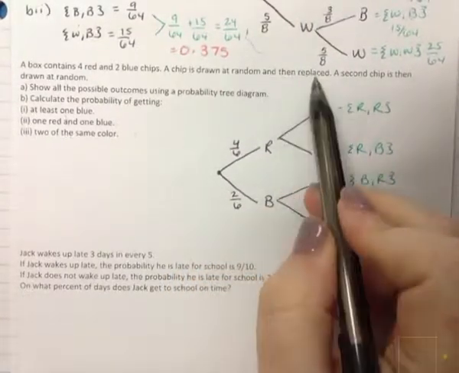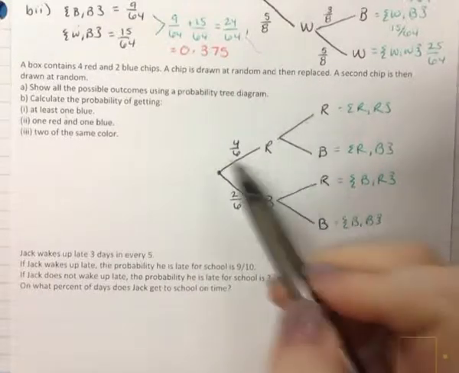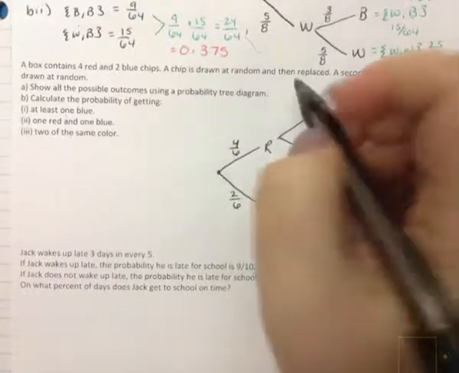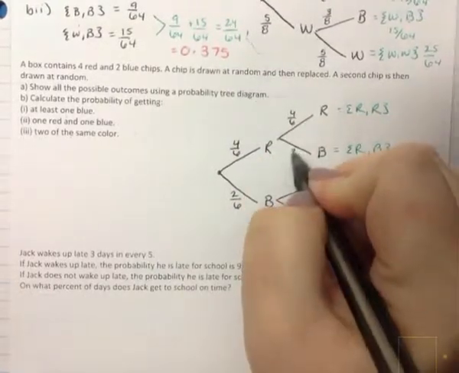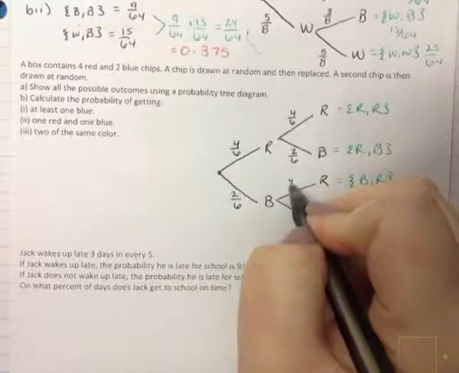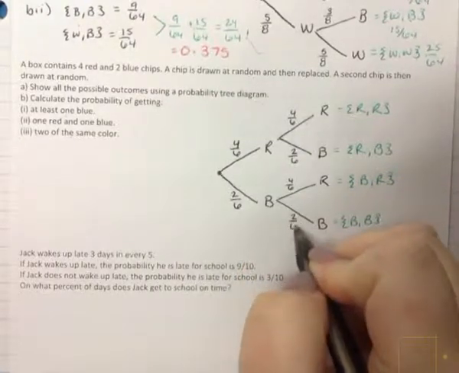And since it was replaced, I know that all the red and all the blue will have the same as the original. So for the next draw, the red would still have a 4 out of 6 chance, and the blue would have a 2 out of 6.